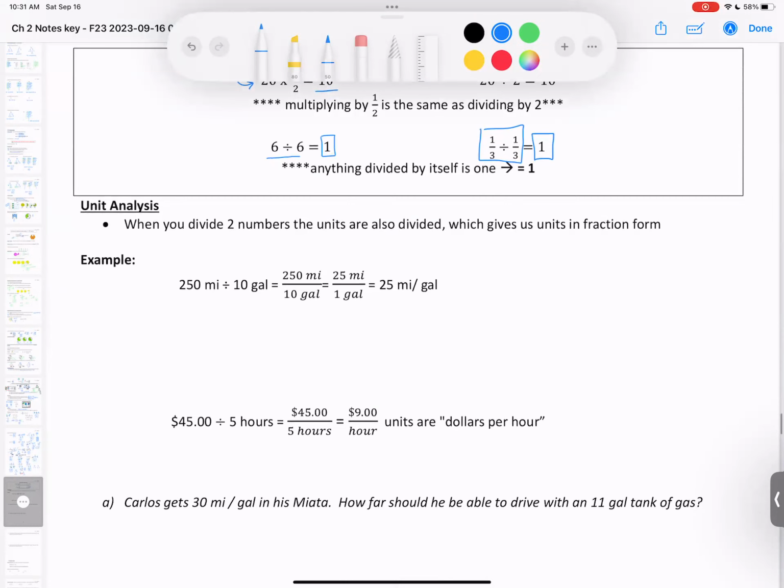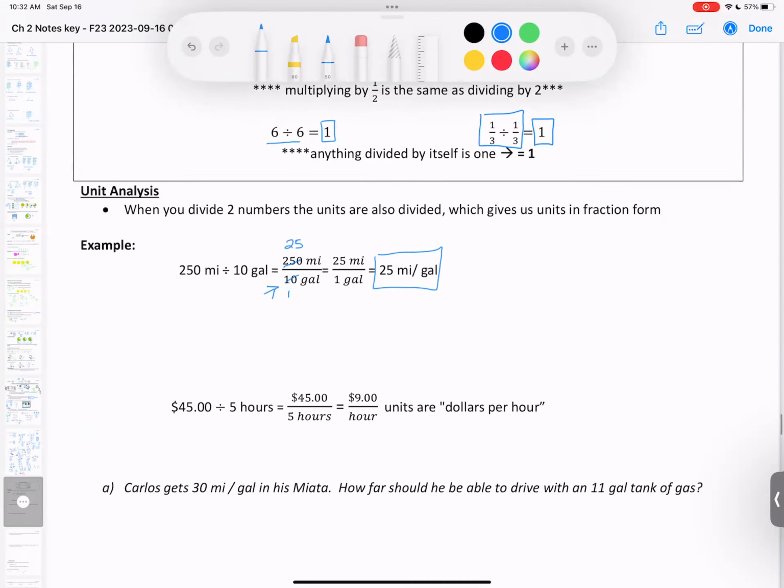All right. Let's do some questions where we have units. So when you have units, the units are going to divide just like the numbers divide. So if we have 250 miles divided by 10 gallons, we could write it in fraction form like we have here. And we could simplify that. We could divide both of those by 10 to get 25 over 1. We still have miles in our numerator and gallons in our denominator. So we end up with a final answer then of 25 miles per gallon.